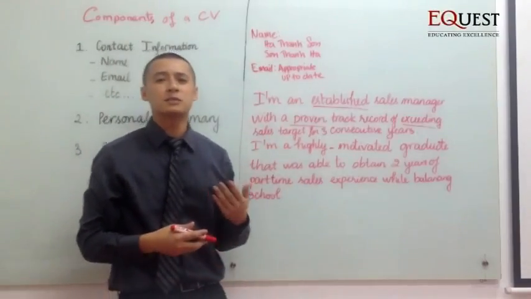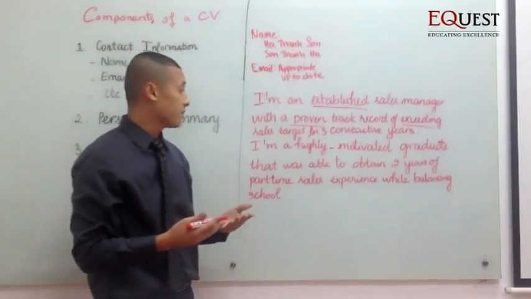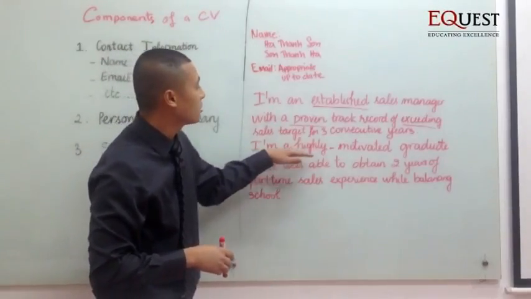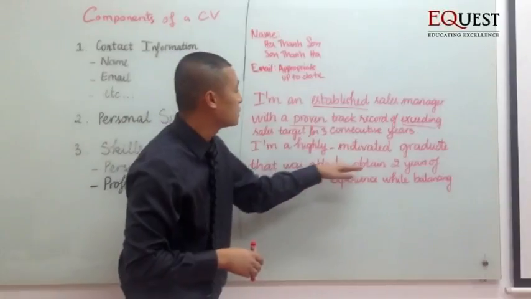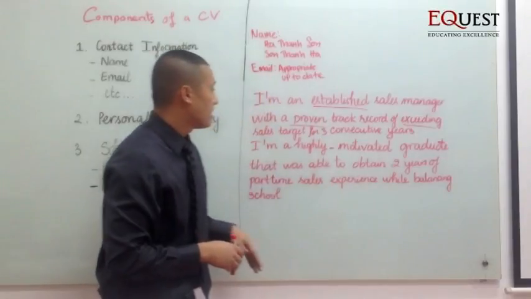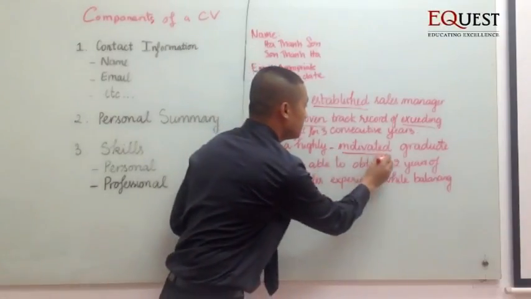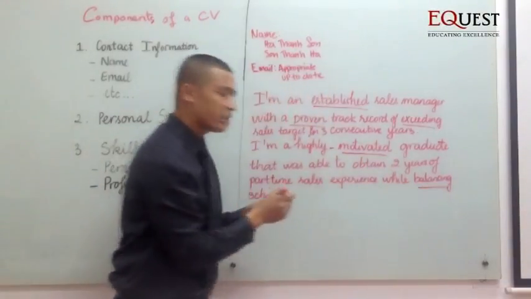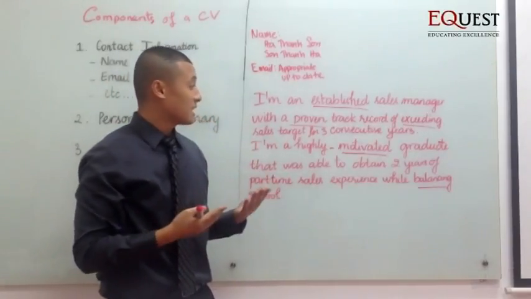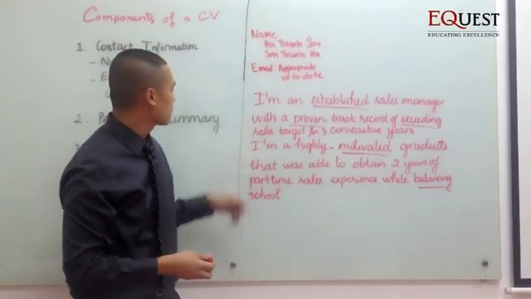Now say you don't have as much professional experience as this candidate, and that's perfectly fine. You could still build yourself up, and here is an example sentence for you to do so. I'm a highly motivated graduate that was able to obtain 2 years of part-time sales experience while balancing school. In this sentence, you are still building yourself up by saying that you are motivated and that you balance. An employer knowing that you're able to do many things at once is really telling them that you are a strong candidate for the job. I think that these are 2 great ways to start out your personal summary.